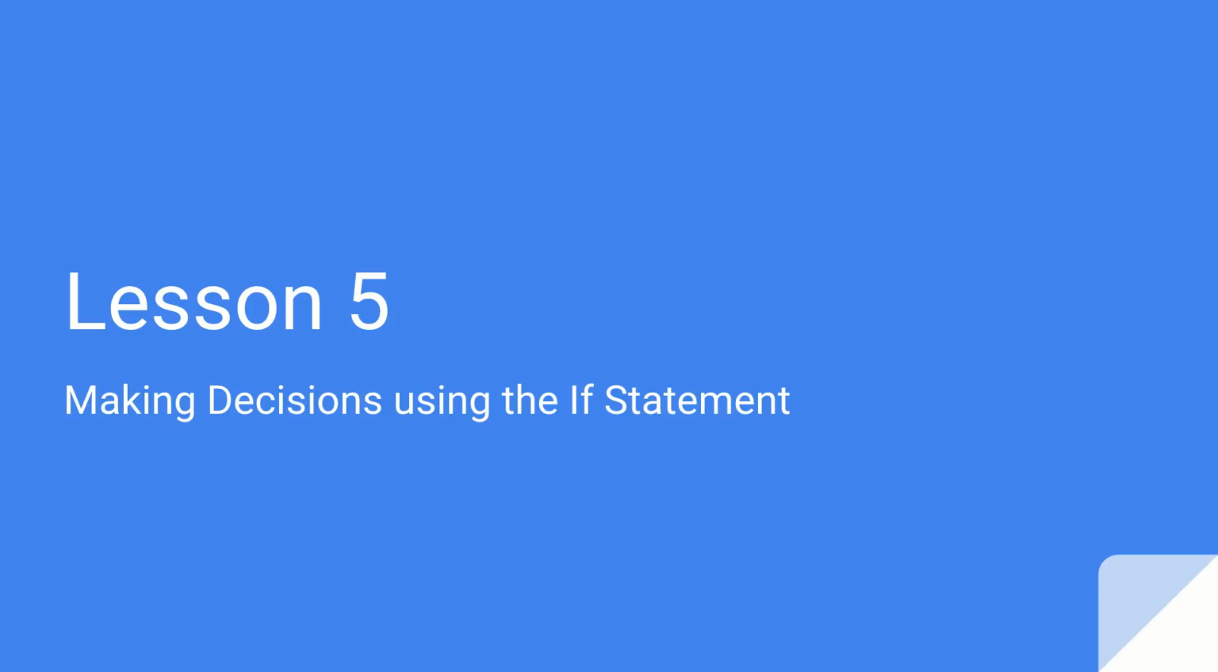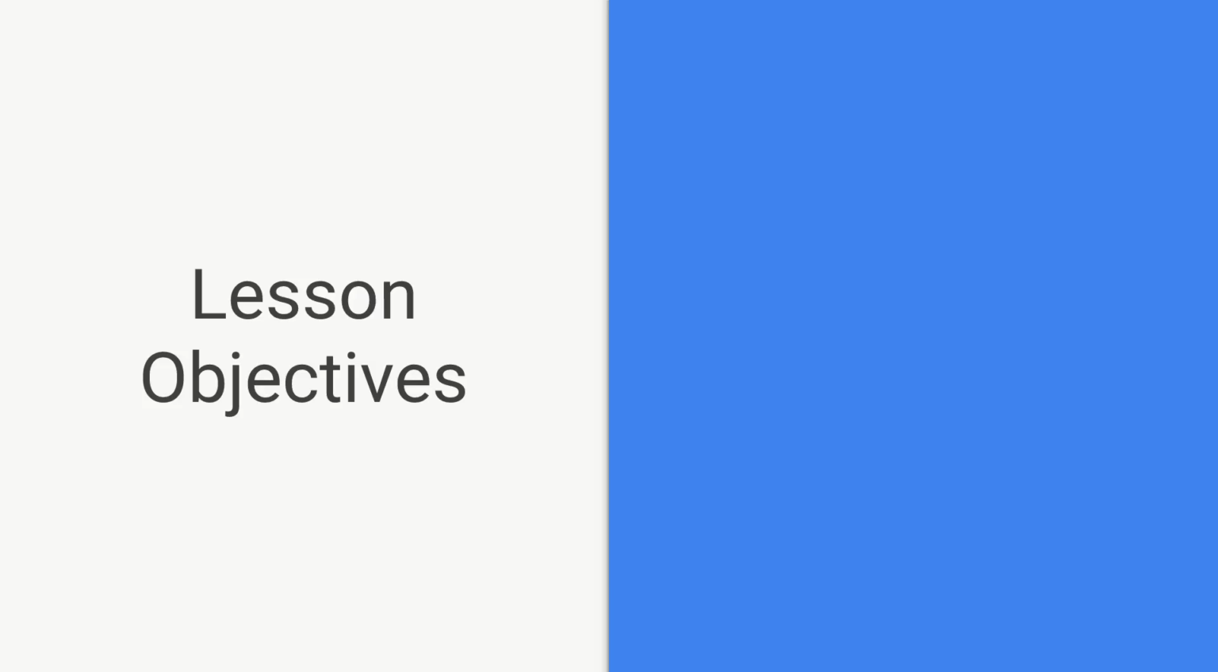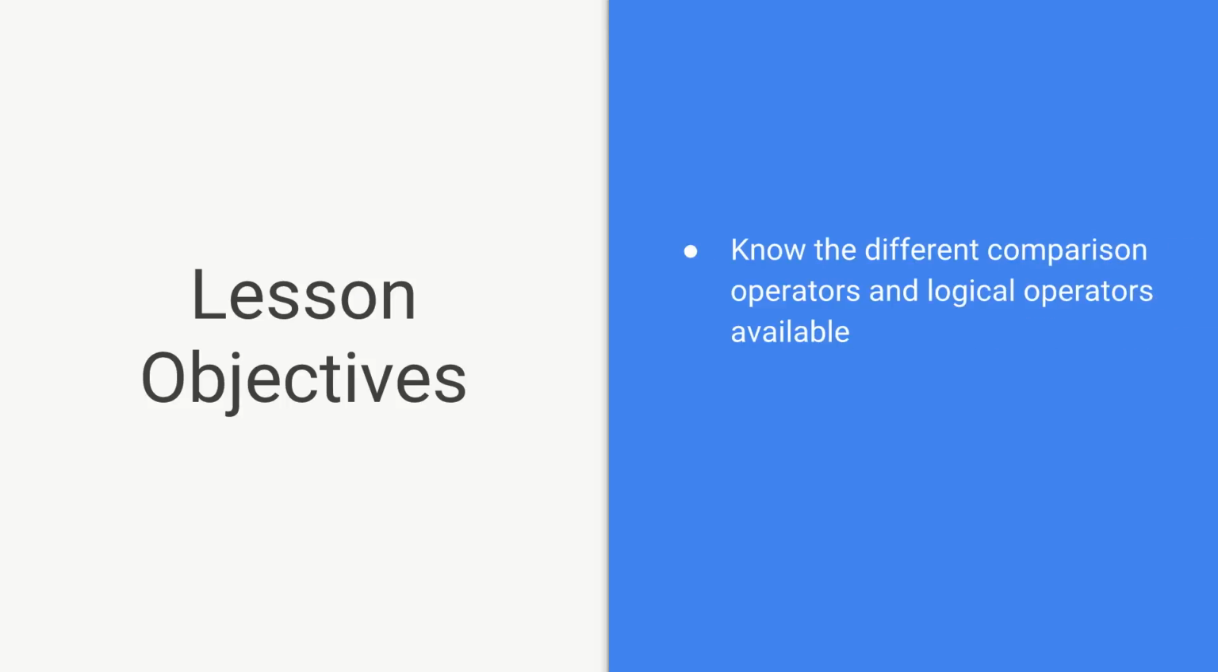Hello, in this video lesson we'll be addressing basic decision making in C++ using if statements. And these are vitally important in making decisions in any program that you write. So by the end of this lesson you should know of the comparison and logical operators available in C++. And you should also know the syntax of an if statement in C++ so that you can use it in your own code.